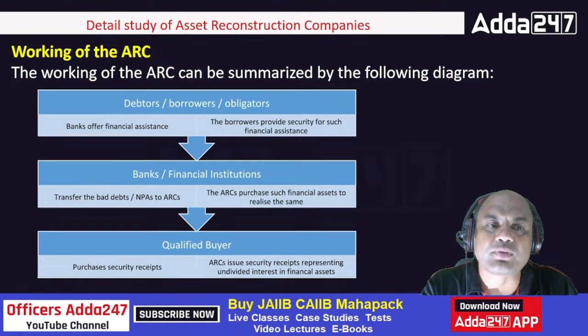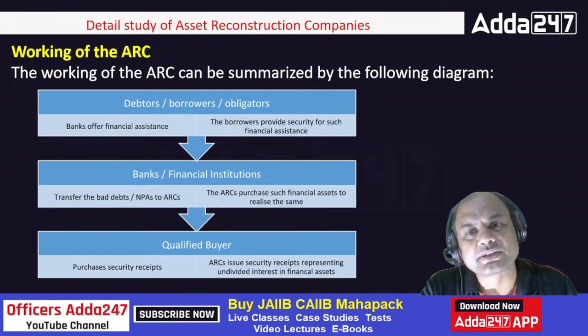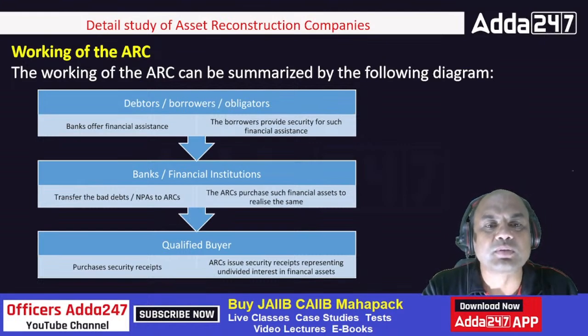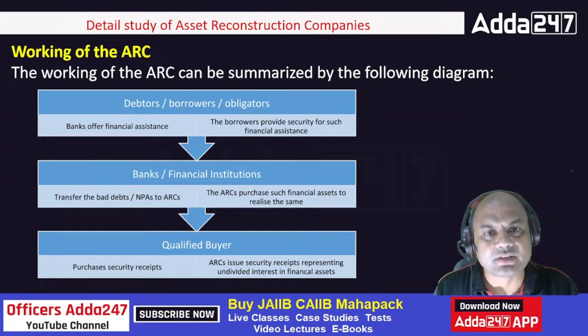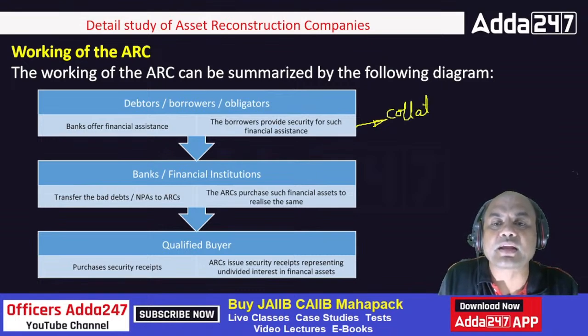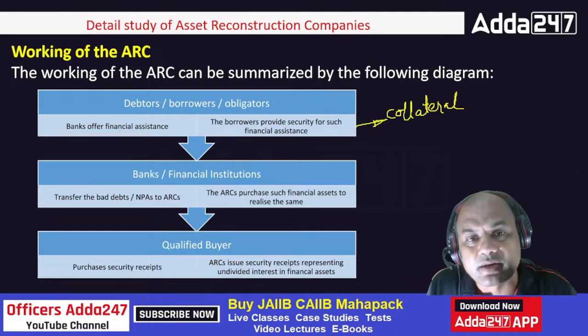Now, what is the working of ARC? How does the ARC work actually? The working of ARC can be summarized in the following diagram. Say this: debtors, borrowers, obligators. Bank offers financial assistance. The borrower provides security for the financial assistance. This is very important, security. So collateral should be there. It can be a financial collateral or a physical collateral.